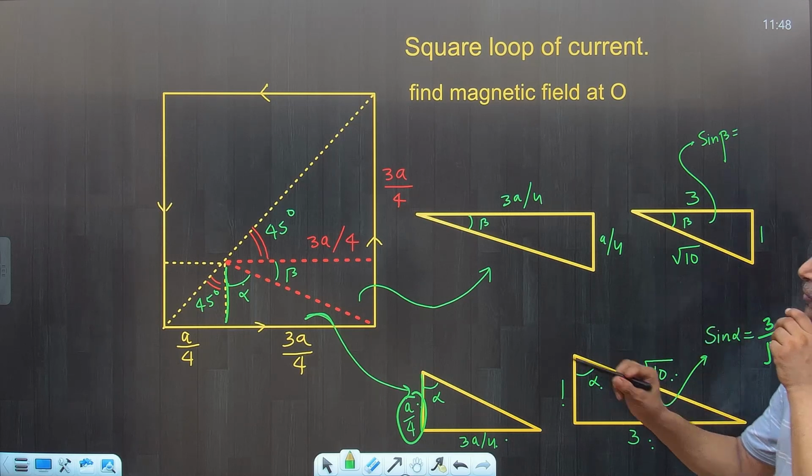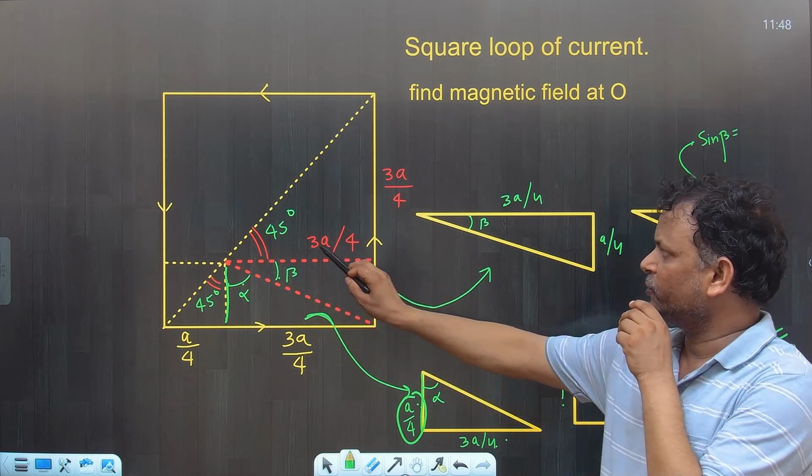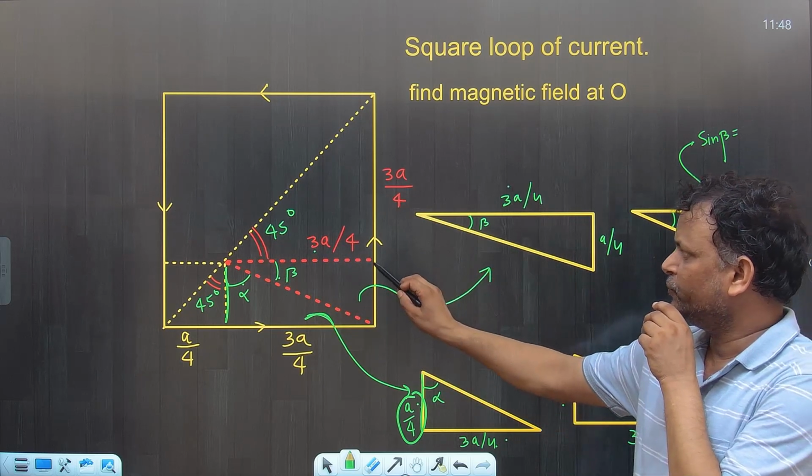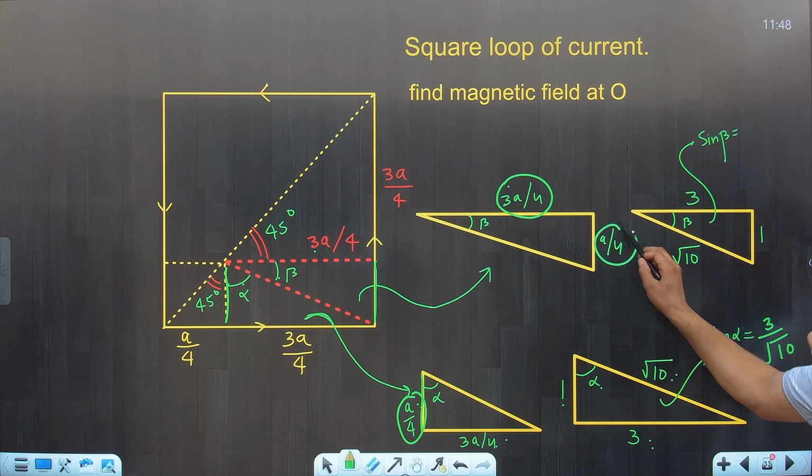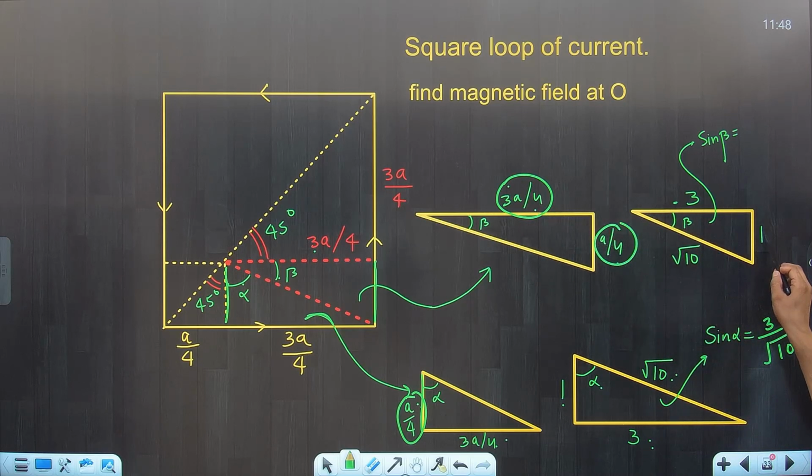In this case you want to calculate beta. This was 3A by 4, and this was A by 4. What was their ratio? Their ratio was 3:1. The hypotenuse was root 10. So sin beta was opposite side by hypotenuse, that is 1 by root 10, right?